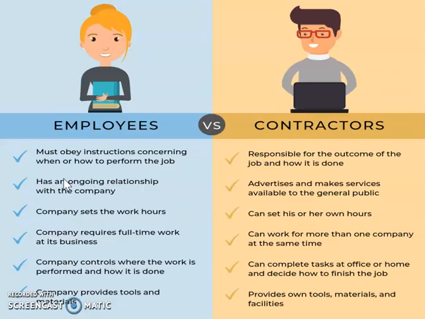The college might take on somebody to build a new building, build the playhouse, for instance, so they might employ independent contractors. And the independent contractors or the builders would be responsible for the outcome of the job, building the playhouse for the college. But that's not their only job. They don't work for the college. They advertise and make their services available to the general public as well. They'll set their own hours. They might work for more than one company at the same time.